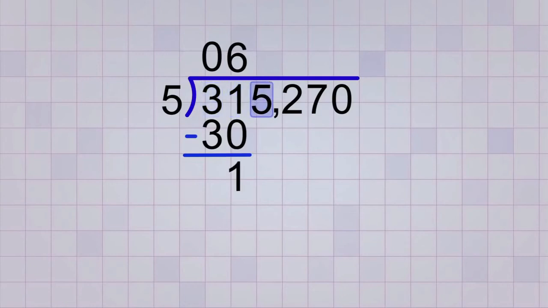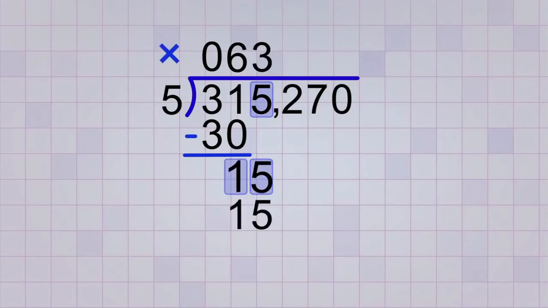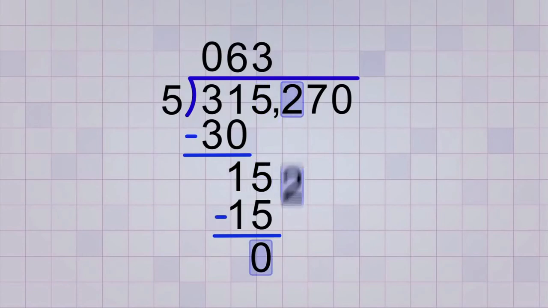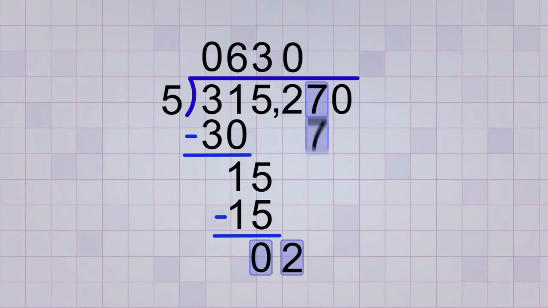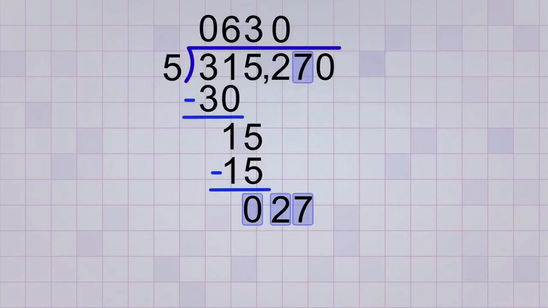Now on to the third digit. We bring a copy of it down to join with the remainder, and we ask how many times will 5 divide into 15? 3. 3 times 5 is 15, and 15 minus 15 is 0. On to the next digit. Now even though our previous remainder was 0, we still bring down a copy of the next digit. Now we ask how many times will 5 divide into 2? 0. 5's too big, so we need to move on to the next digit and bring a copy of it down also. There, that's better.